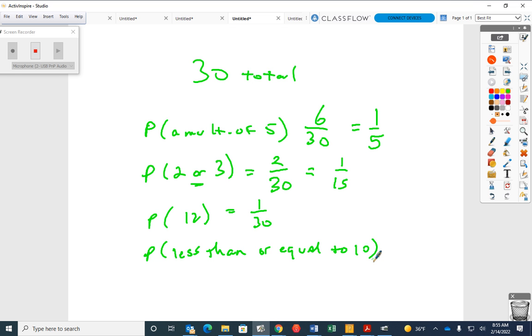A 5? Yes. A 6? Yes. A 7? Yes. An 8? Yes. A 9? Yes. A 10? Yes. Any more? No. Why? Because it has to be less than or equal to 10. So how many is that? 10. 10 out of how many? 30. 10 out of 30, which I could reduce to what? 1/3. Okay.